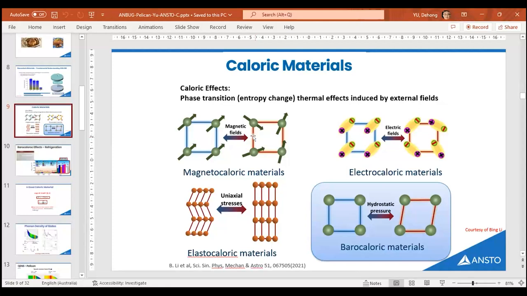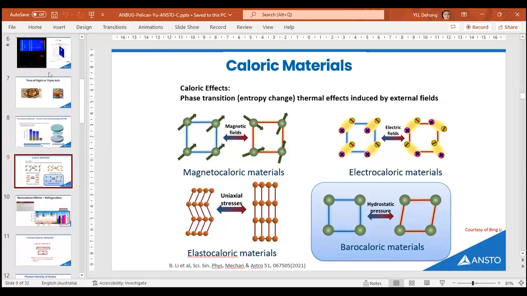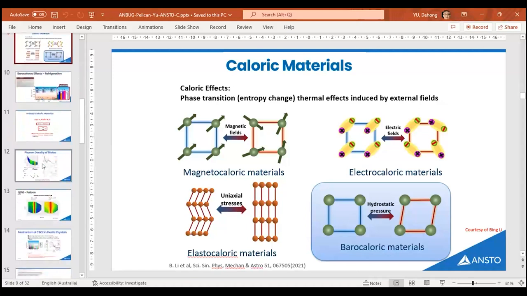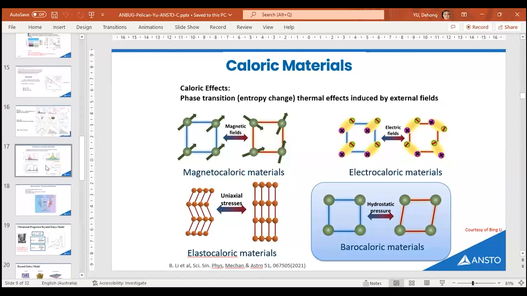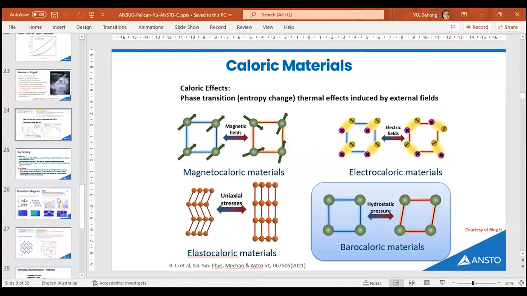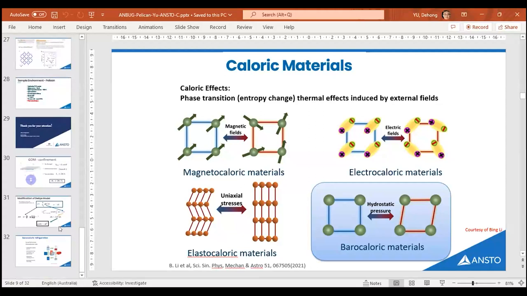Actually, I've got one. It's quite interesting to see that hydrostatic pressure induces a disordered state. Do you have any idea what the main physical picture is for that material at the high pressure state? Why is it disordered? That's a very good question. I think I don't have the slide here, unfortunately.